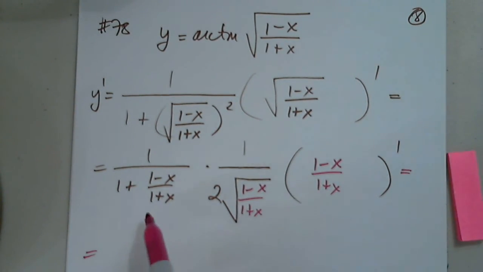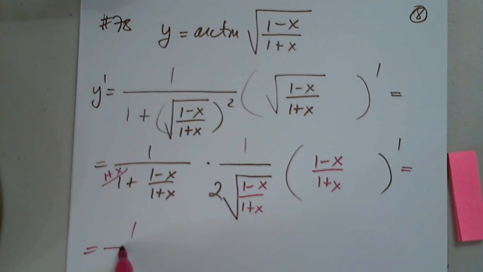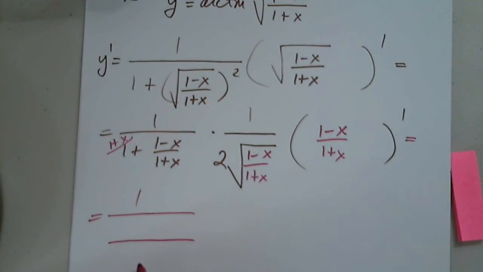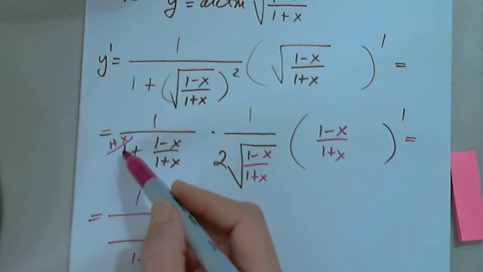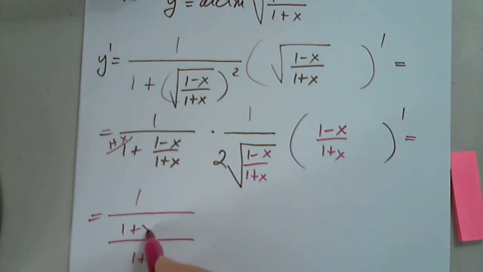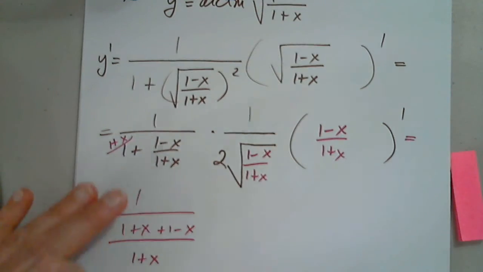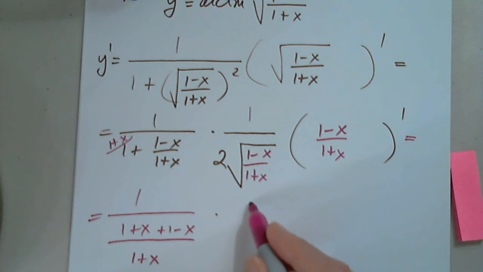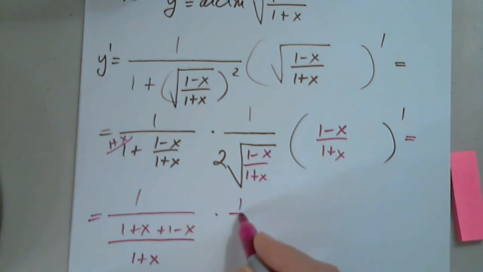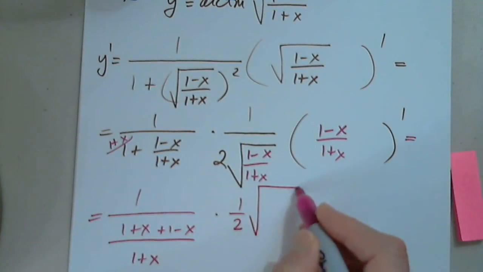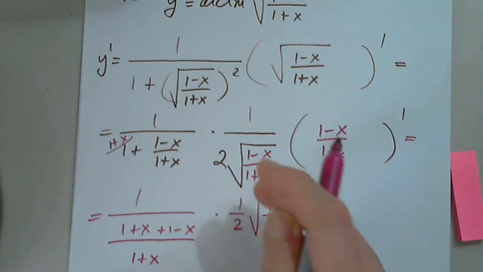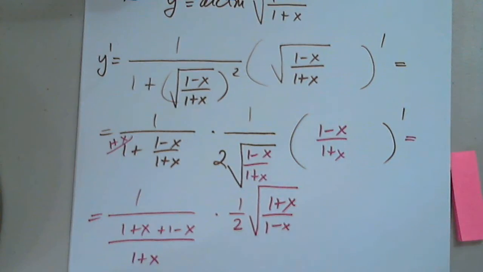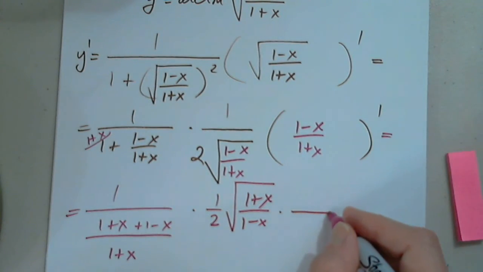Here, I will multiply by 1 plus x, find the least common denominator, which is 1 plus x. And then I have 1 plus x plus 1 minus x. So this is slightly more simplified. Here I'm going to flip. So times 1 over 2 and the square root of 1 plus x over 1 minus x, because it's a fraction. But here I have to use the quotient rule.